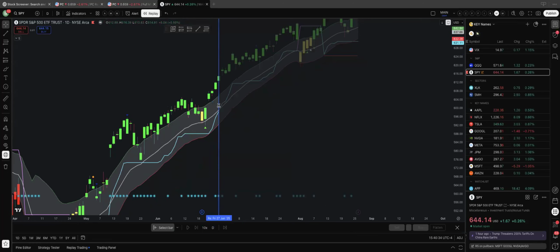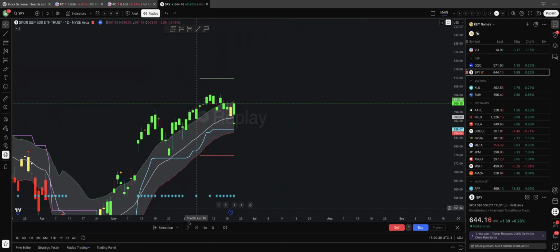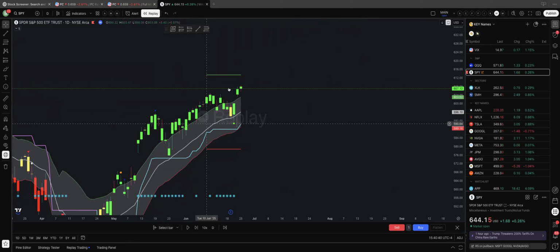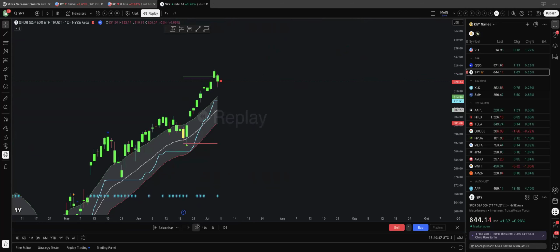And then let's go in replay mode. So let's say you enter when the candle closes and or just before the candle closes, your profit target is this green line up here. Okay. Boom, your profit target was hit. You leave some runners and then you can let this thing play out. Okay. So that's the buy and sell signals.